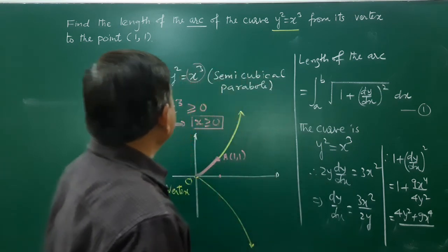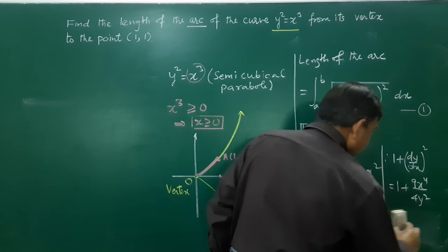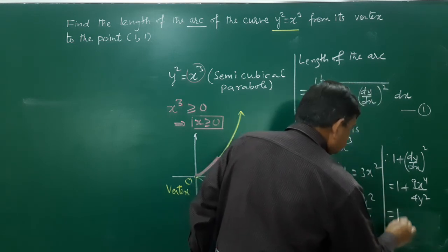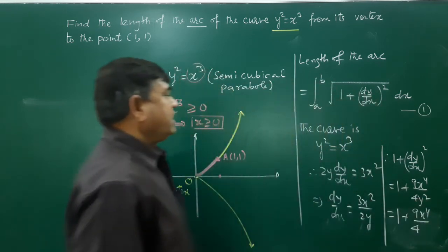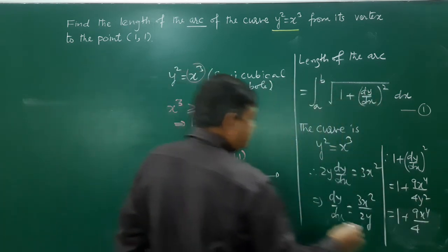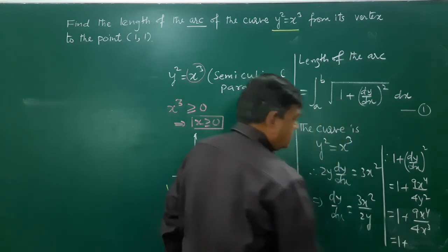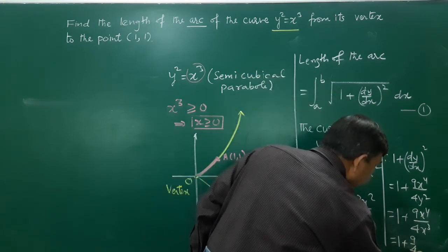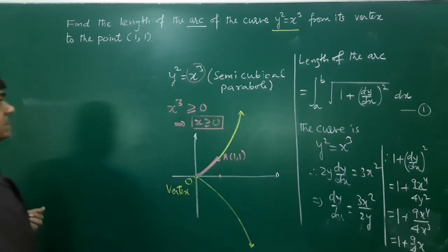Or I think I just substitute the values, it will be better. So this is 1 plus 9x to the power 4 upon 4, and y squared is x cubed. So it is 1 plus 9 by 4 into x. Okay.